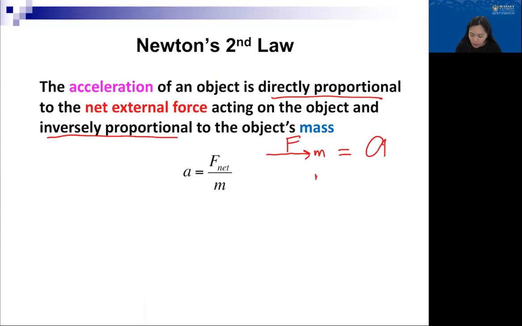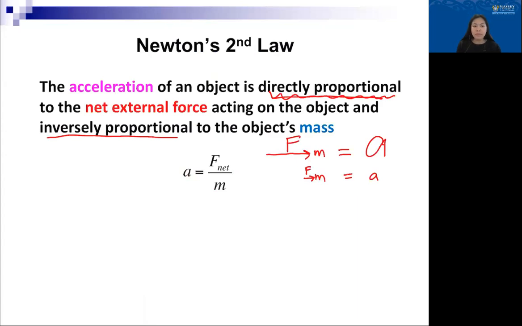Compared to when you have the same mass, the same object, but you're pushing it with just a small force, a weak push, then it makes sense that the object will move slowly, so you have a small acceleration. This is what we mean by direct proportionality. If you apply a big force, you get a big acceleration. If you apply a small force, you get a small acceleration.